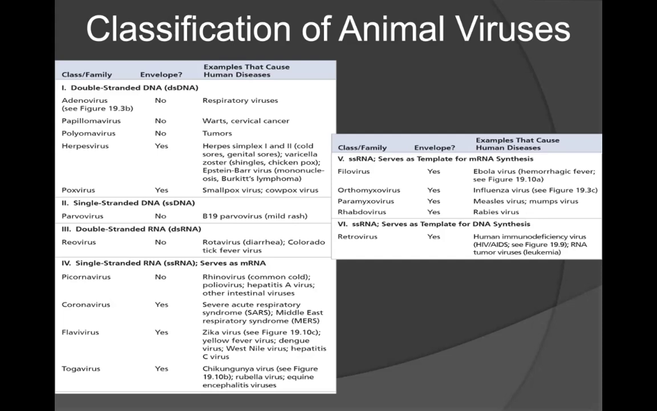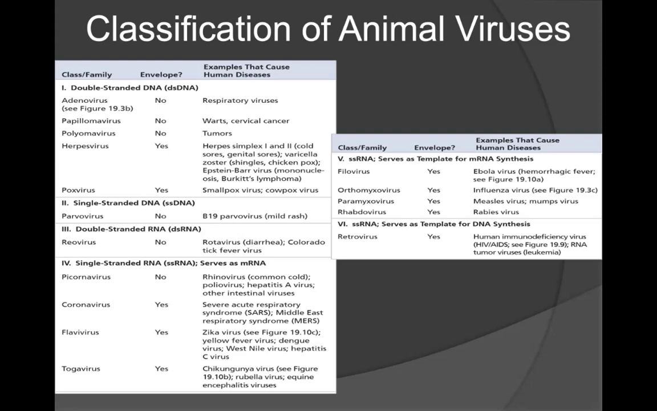The third grouping refers to double-stranded RNA-based viruses. The fourth group refers to single-stranded RNA viruses. Note that when a single-stranded RNA virus is injected into the cell, it can immediately serve as an mRNA molecule for translation. The fifth class of viruses includes single-stranded RNA viruses as well.